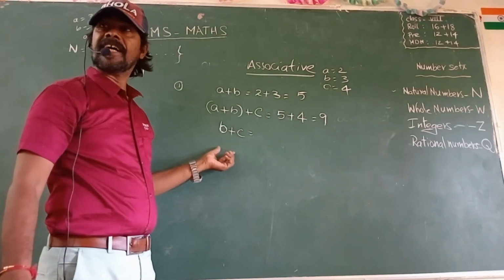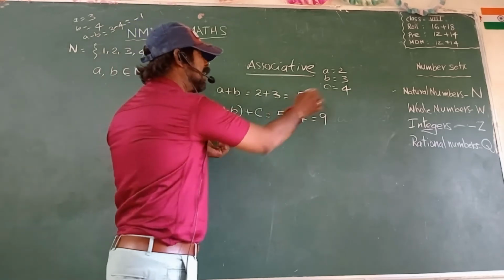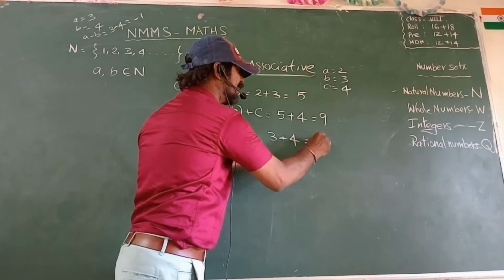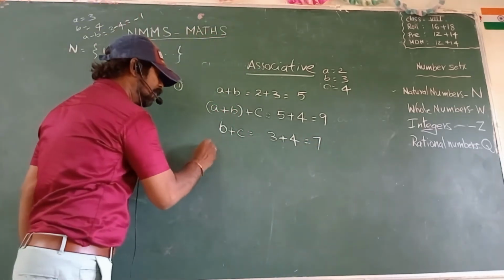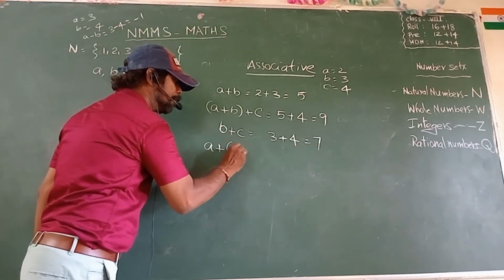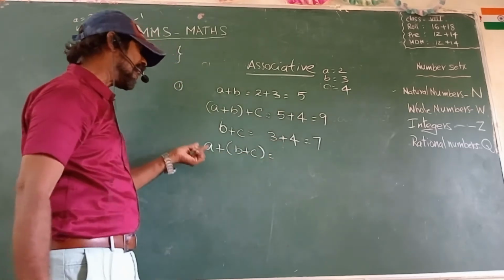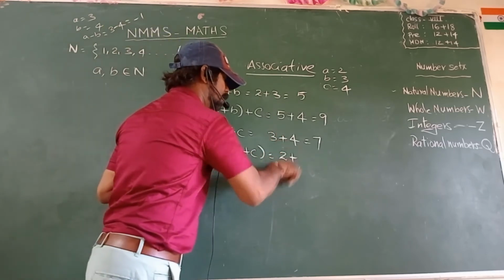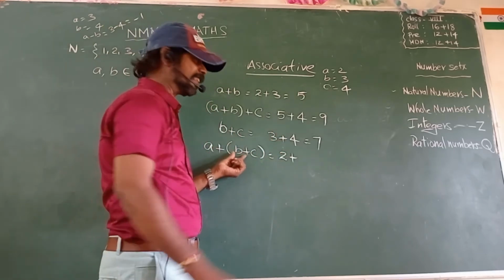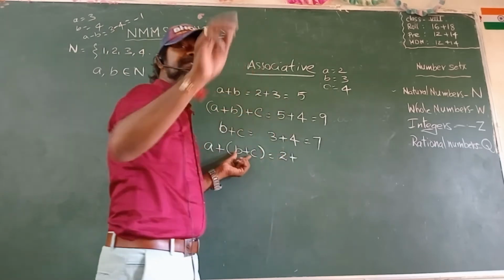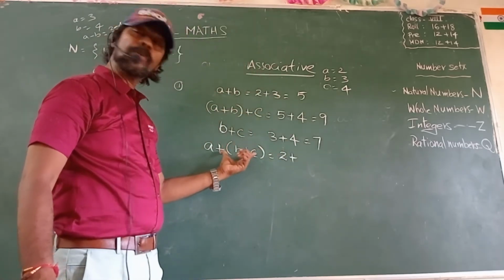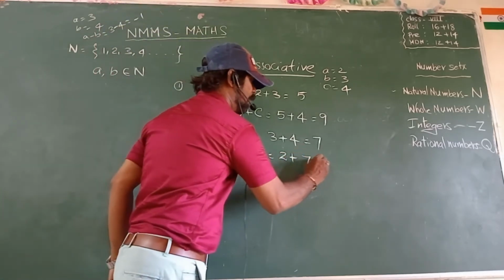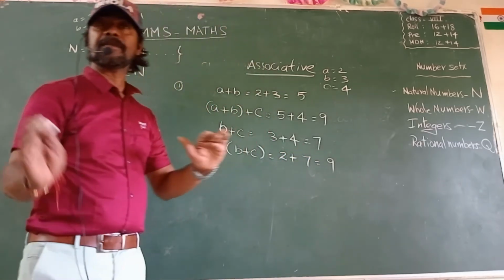Now I am taking B plus C. Are you observing? B is 3 and C is 4. Now A plus B plus C, and now we are adding A. What is A? 2. Plus what is B plus C? 7. Right, B plus C is 7. Already we have done the operation. 2 plus 7, we get the answer 9. Please observe what happened.